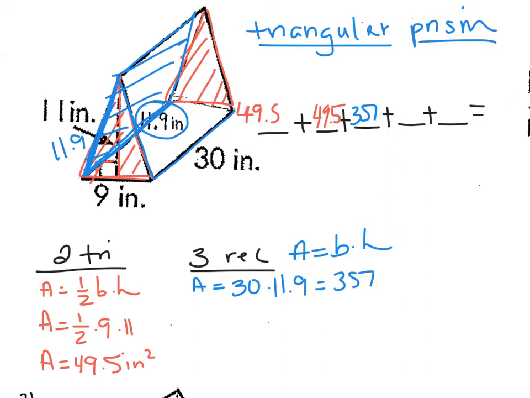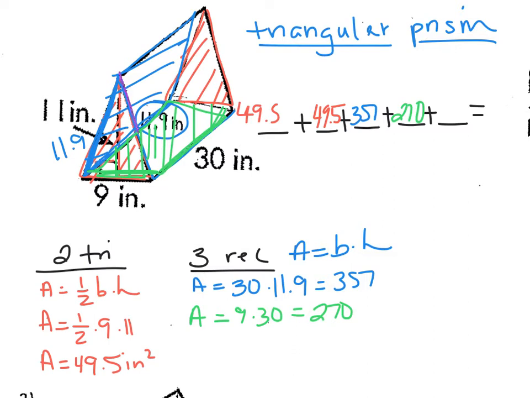So now I'm going to highlight the rectangle on the bottom. And again, the area is base times height. And all the rectangles are different, so you have to do each one of them separately. So on the bottom, the base is 9, and the height is 30. 9 times 30 is 270. This is 270 inches squared.